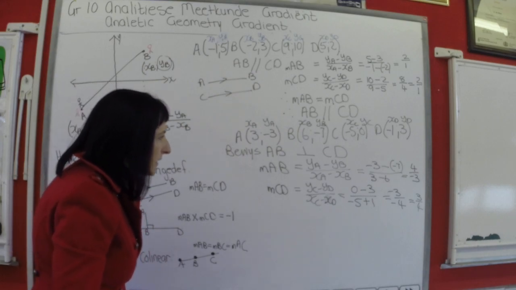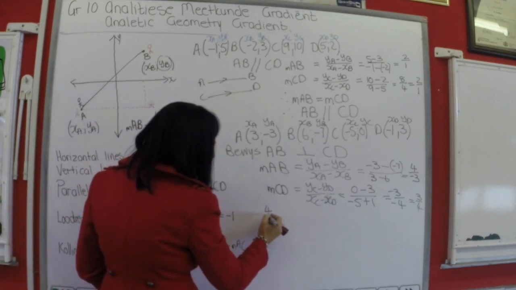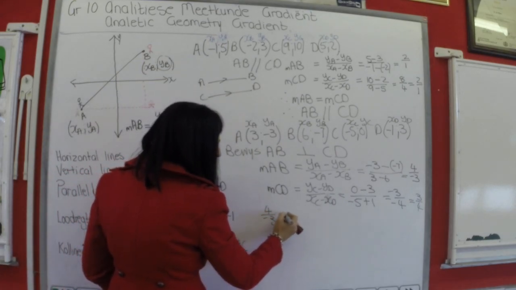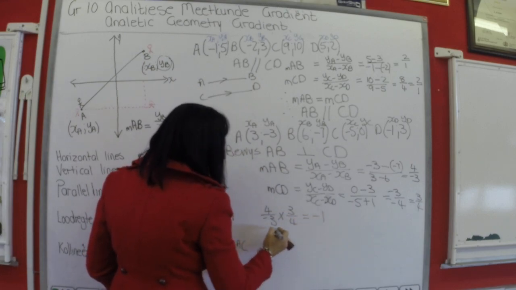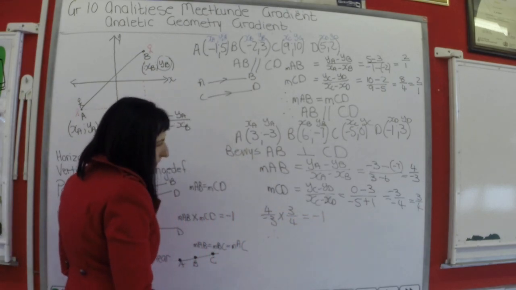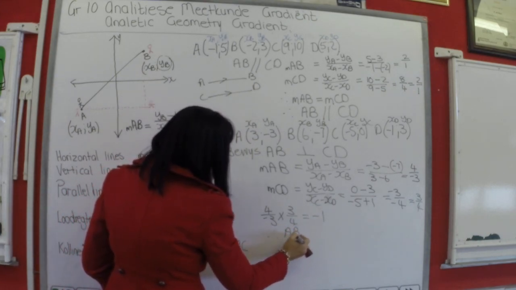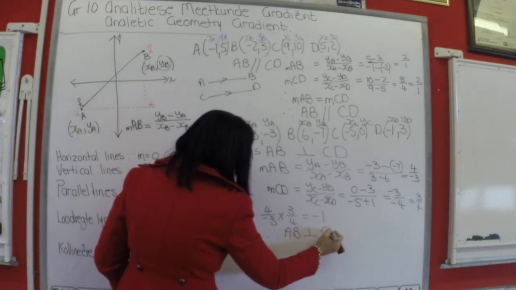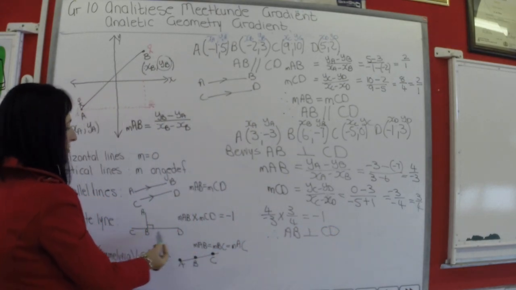Both perpendicular. Let's quickly check. If we take 4 on minus 3 and we multiply with 3 on 4, we get minus 1. Therefore, the lines AB are perpendicular on CD. I've proven it.